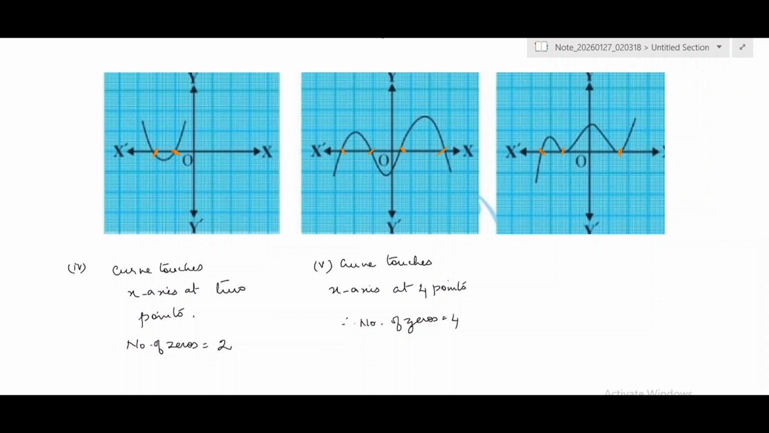Here in the fourth one, the curve touches 1, 2, 3 places. So the curve touches the x-axis at 3 points. Therefore, the number of zeros is equal to 3. That's all. Now we shall see exercise. This is exercise 2.1. We'll go to 2.2.